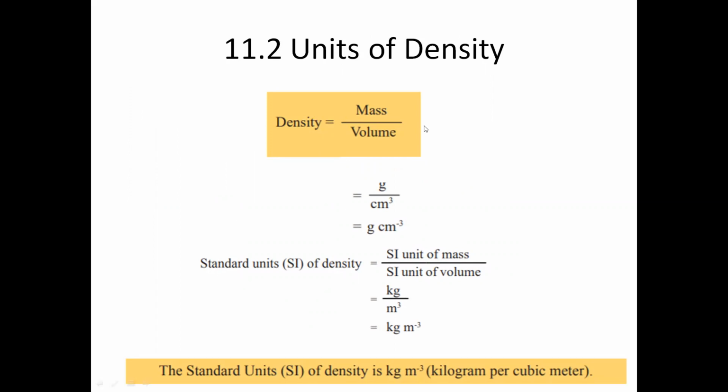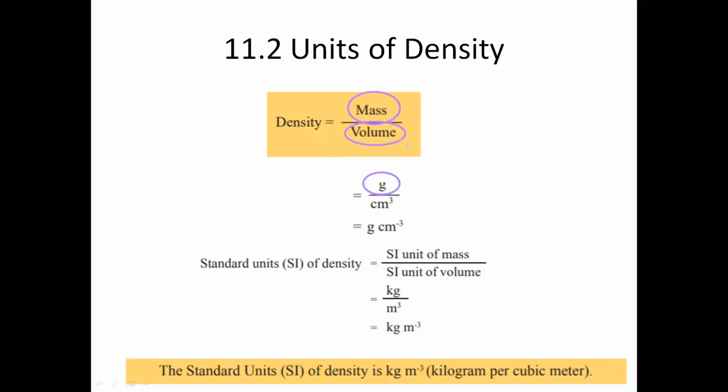So, what are the units of density? Normally, mass is going to be measured in grams. The volume is going to be measured in cubic centimeters. So, when we are writing it in a fraction, we have to write it as gram per cubic centimeter. When cubic centimeters comes to the numerator, this 3 becomes minus 3. That's why we are pronouncing it as per.